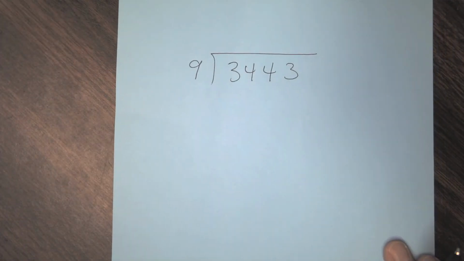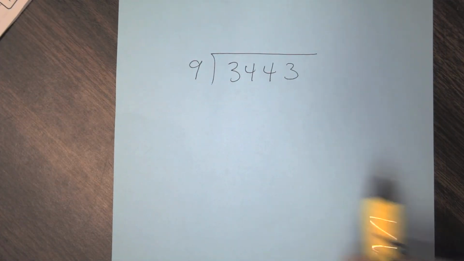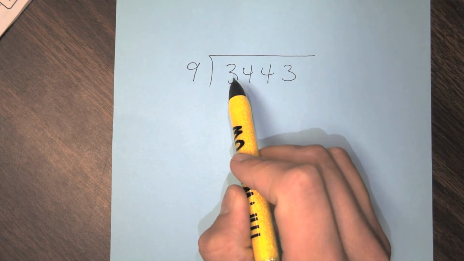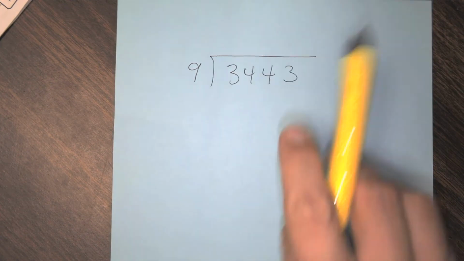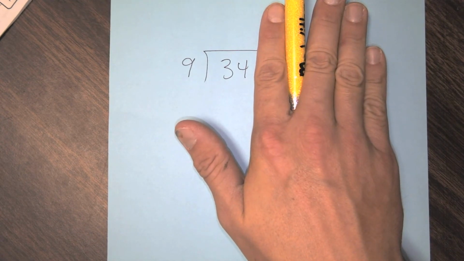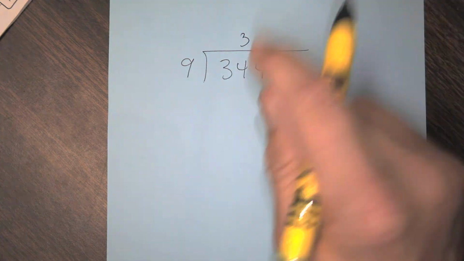All right. So 3,443 divided by 9. You always start at the first number. Does 9 go into 3? No. So you jump to the next one. So all you're looking at now, does it go into 34? Yes. How many times? 3 times. So that goes directly above that.